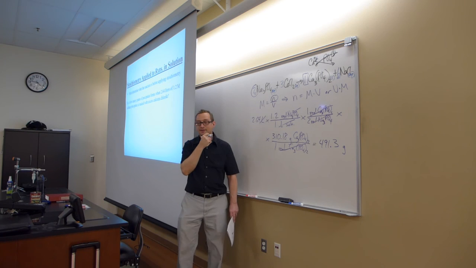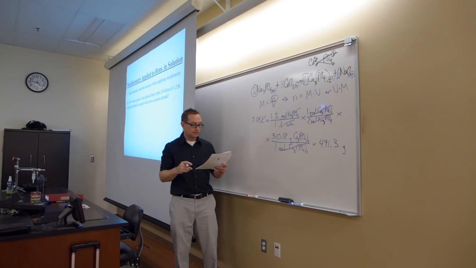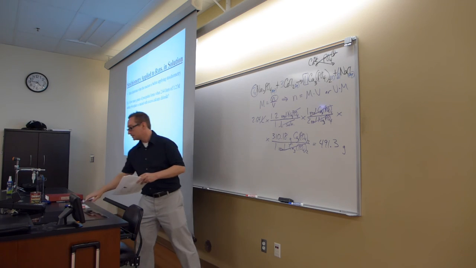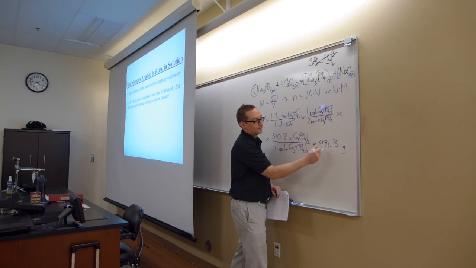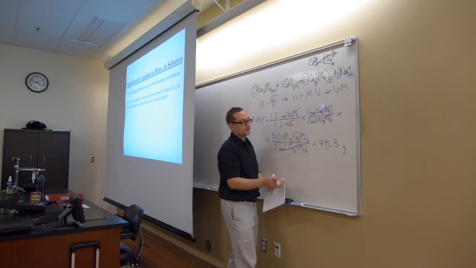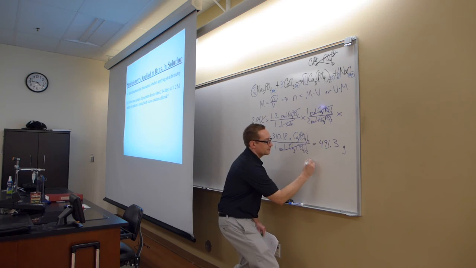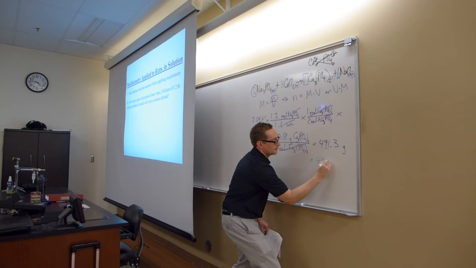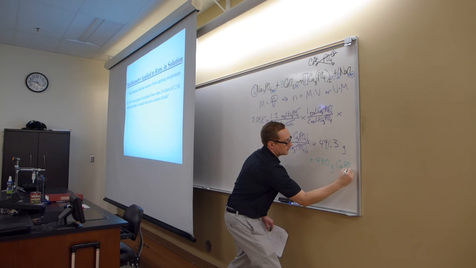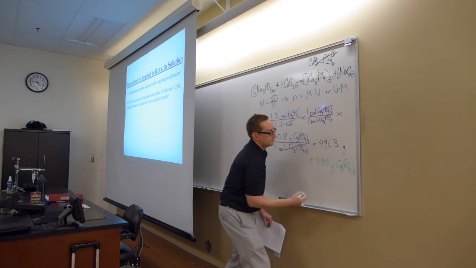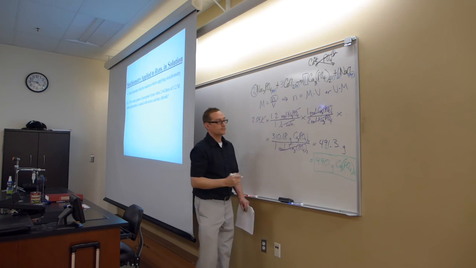How many sig figs should I round that to? 2. Yeah, 1.2 molar is just 2 sig figs, right? So what do I round it to? 4. So if the 9 is the last sig fig, then it just becomes what? 490, right? So it's just going to be 490.